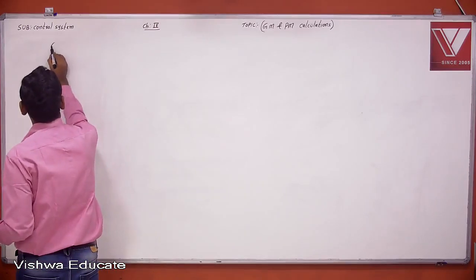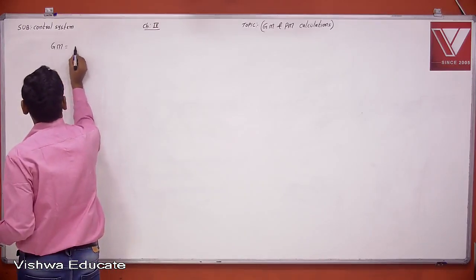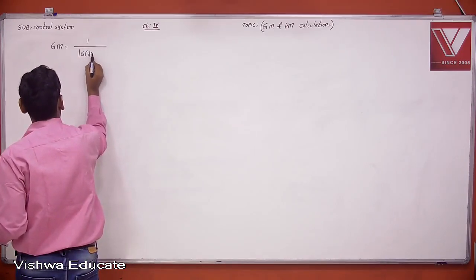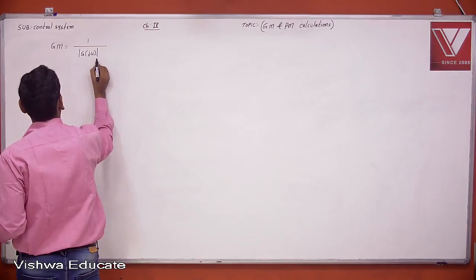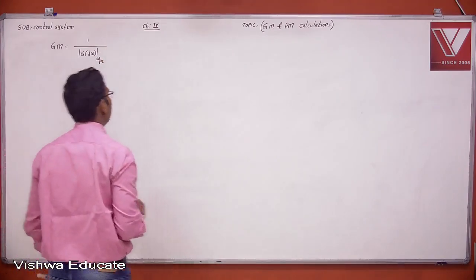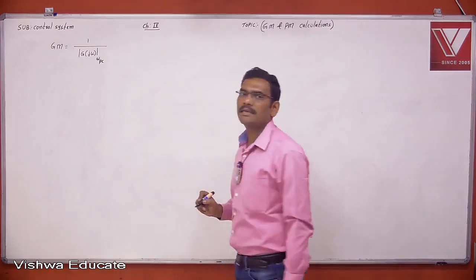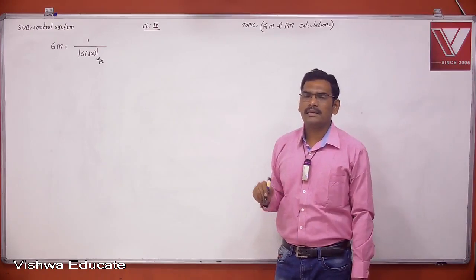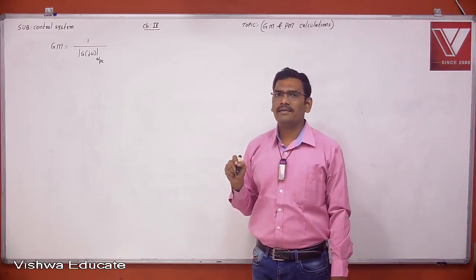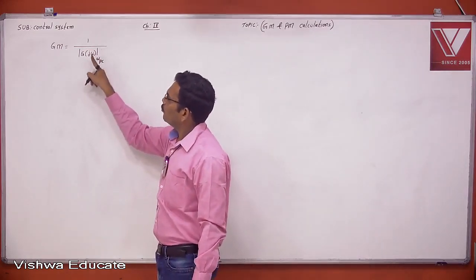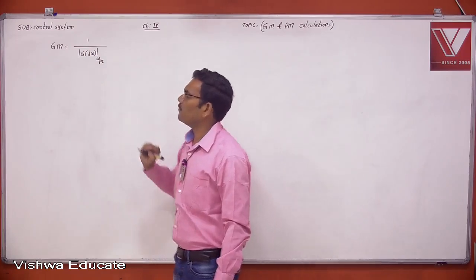The gain margin is nothing but the reciprocal of the magnitude of the open loop transfer function at omega pc. What is omega pc? Omega pc is the phase crossover frequency. The gain margin is calculated from the open loop transfer function magnitude, but at the phase crossover frequency.